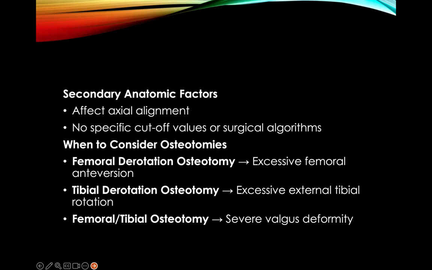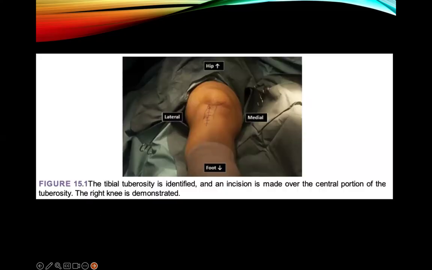And what to do with the secondary anatomical factors? There are essentially no surgical specific cutoffs or algorithms which have been given in the way they have been given for patellar instability. But if there's excessive femoral anteversion, we do a derotation osteotomy. Excessive tibial torsion, we do tibial derotation. And if there's severe valgus deformity which is causing the instability, we go ahead with a tibial or a femoral osteotomy based on where the valgus is.